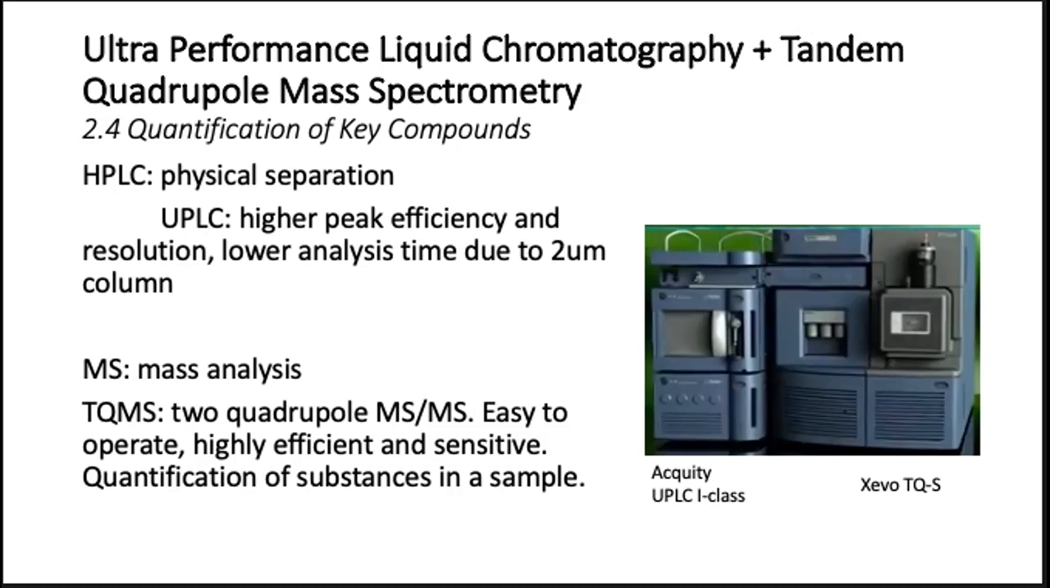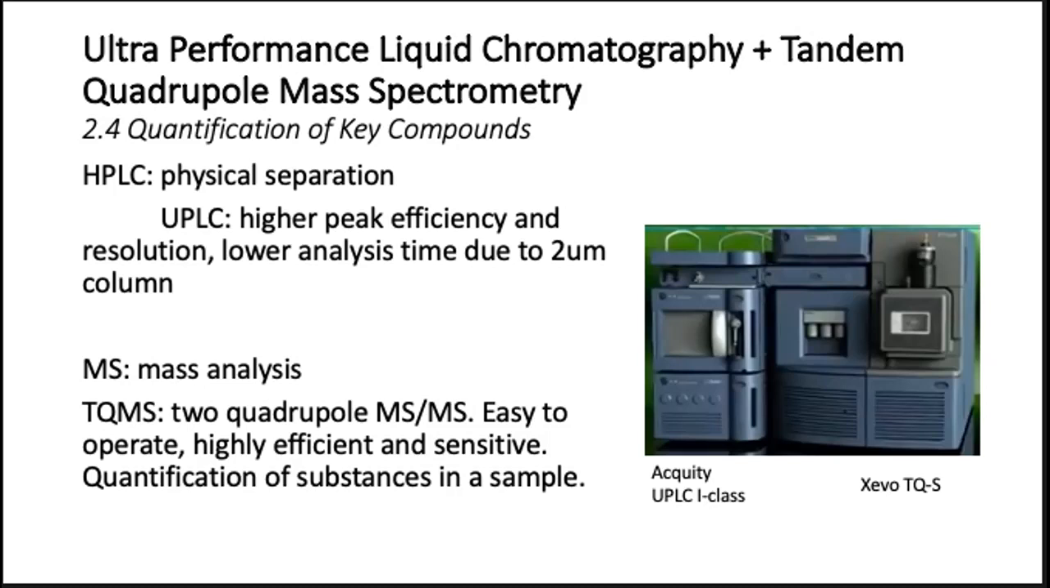A TQMS, or tandem quadrupole mass spectrometer, differs from traditional MS techniques as it contains 2 quadrupole mass analyzers in series, with an RF quadrupole between them acting as a collision cell, thus allowing mass analysis to occur in a sequential manner in different regions of the instrument. It is an easy to operate, highly efficient, and sensitive instrument.